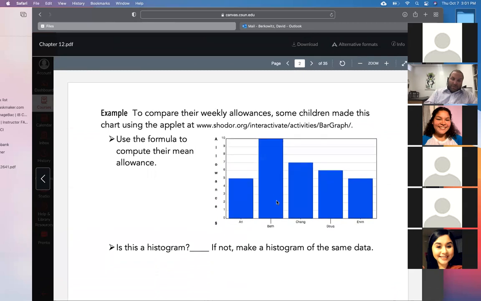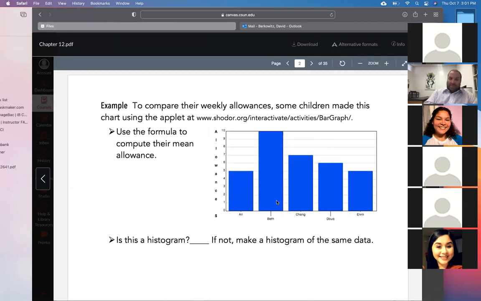For example, to compare their weekly allowances, some children made this chart using the applet at this website. You have Ari, Beth, Cheng, Doug, and Irvin. For example, what was Ari's allowance according to this bar graph? $5. Assuming it's dollars. Yes, I see dollars under allowance. And Beth is so lucky, she gets $10. And then there's Cheng and Doug and Irvin. So first, is this a histogram?